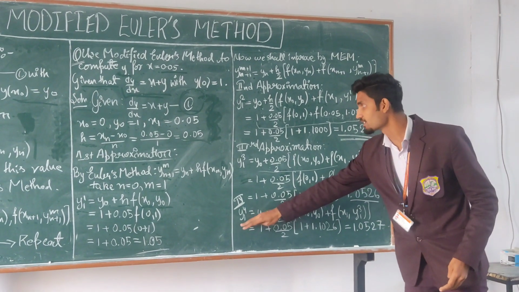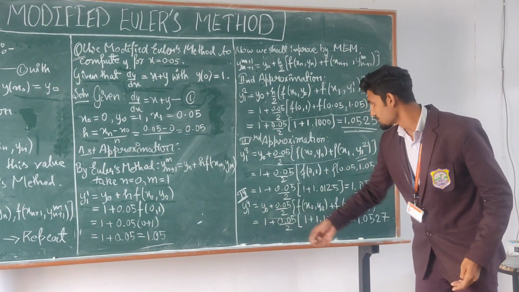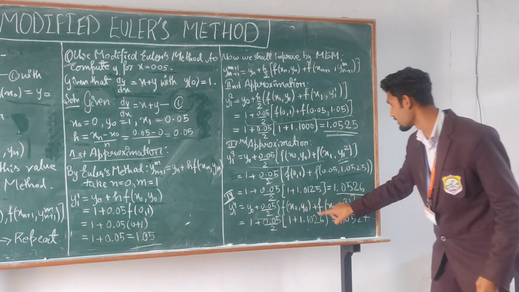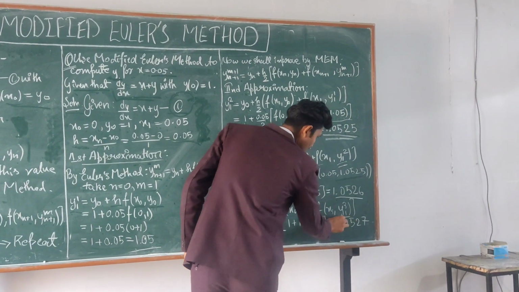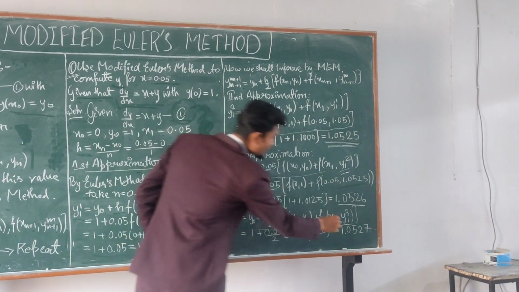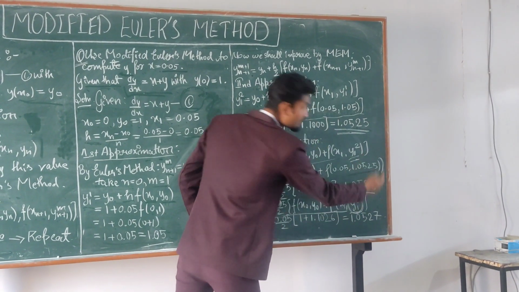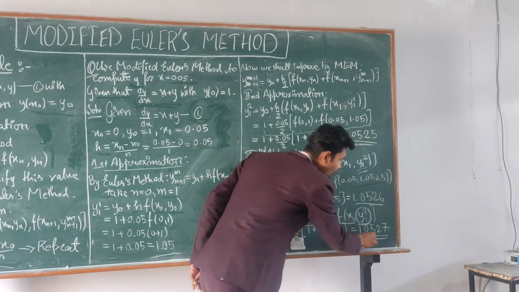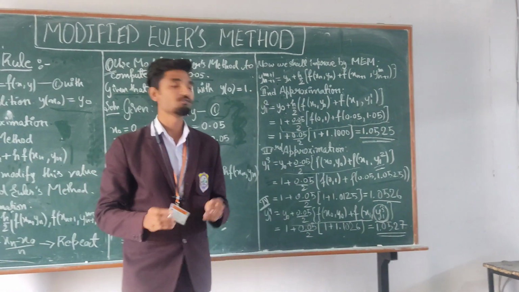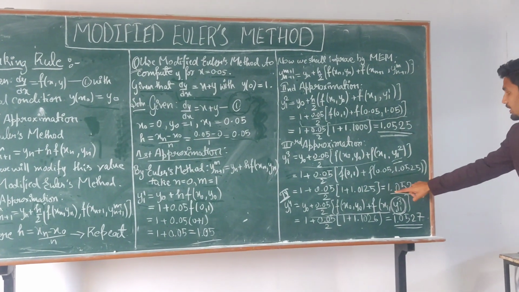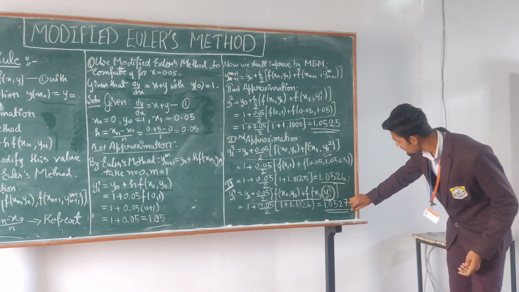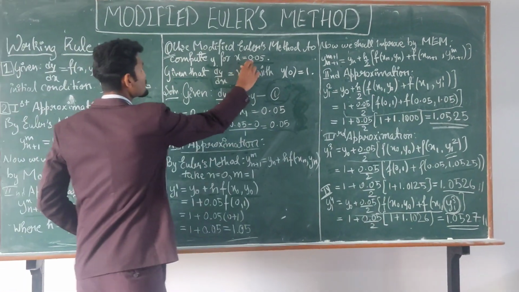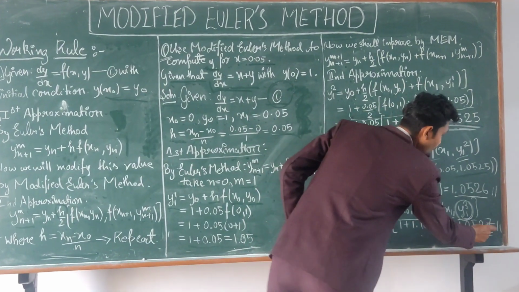So we find the fourth approximate value. Here is the formula: y1 is equal to y0 plus 0.05/2 [f(x0, y0) plus f(x1, y1)]. The formula is the same, and we put in the previously computed value of y1. Here we find the value in the fourth approximation, which is 1.0527, nearly equal to 1.0526. We can see these two values are nearly equal. So the value of y at x equal to 0.05 is 1.0527.